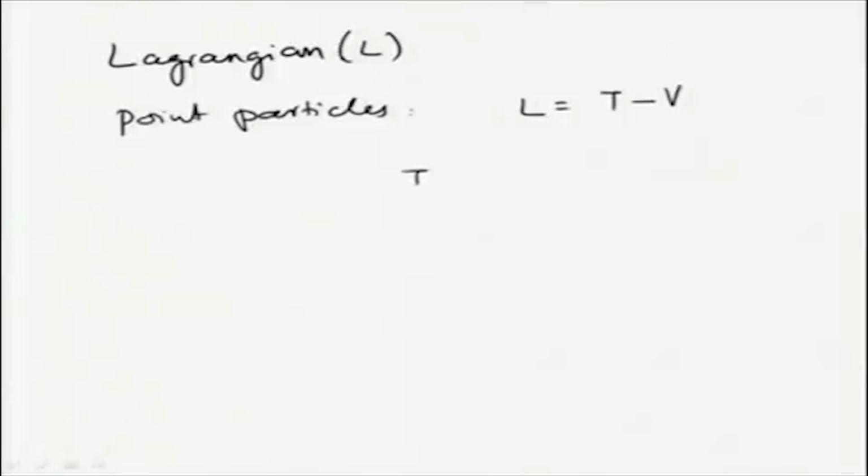For a discrete system of point particles, we can talk about the Lagrangian as, for many cases, the kinetic energy minus the potential energy. So, T here is the kinetic energy and V is the potential energy.